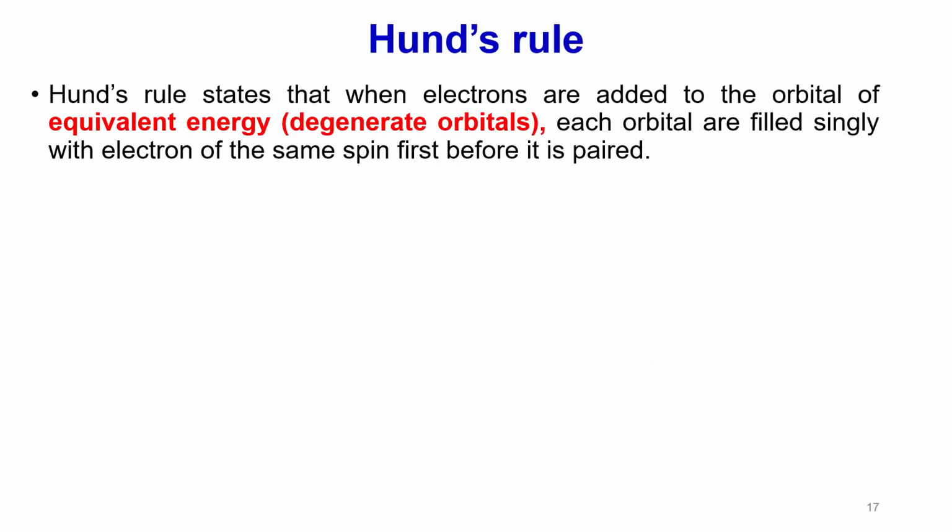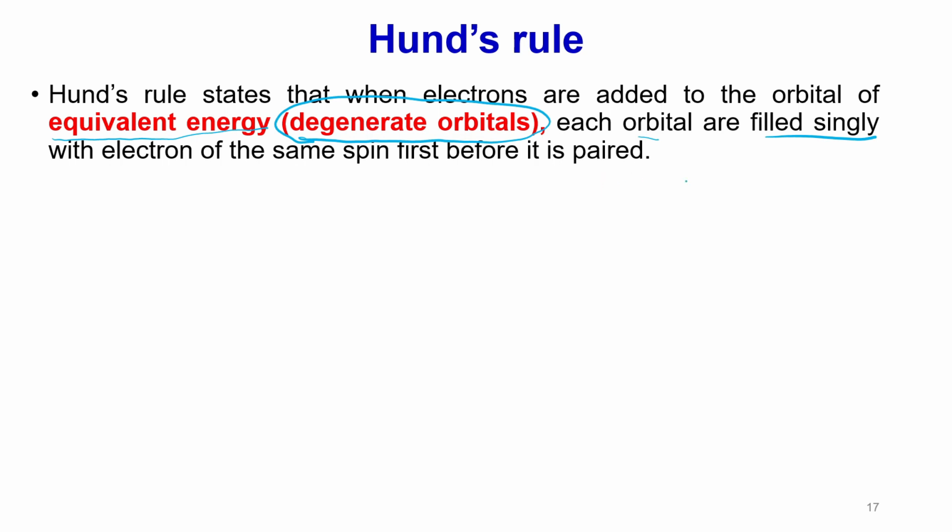Okay, the last one, Hund's rule. Hund's rule explains the arrangement of electrons in degenerate orbitals. What does degenerate orbital mean? Orbitals that have the same energy. So when filling electrons in equivalent energy orbitals, or degenerate orbitals, according to Hund, the electrons must be filled singly with the same spin first before they pair.